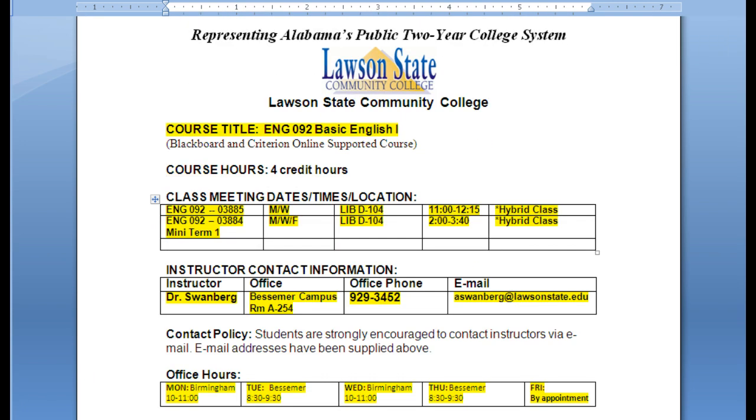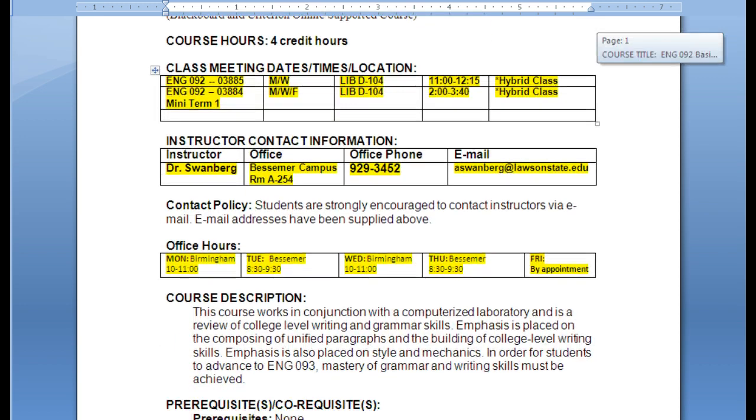This is an English 092 class, and my name is Dr. Swanberg. My office is on the Bessemer campus. The office phone there is 929-3452, and my email address is aswanberg@lawsonstate.edu. I do have Birmingham office hours on Mondays and Wednesdays, and for those you'd go to the Office of Academic Affairs, just around the corner from our classroom. You can also see me on the Bessemer campus if you're over there on Tuesdays or Thursdays or Friday mornings by appointment.